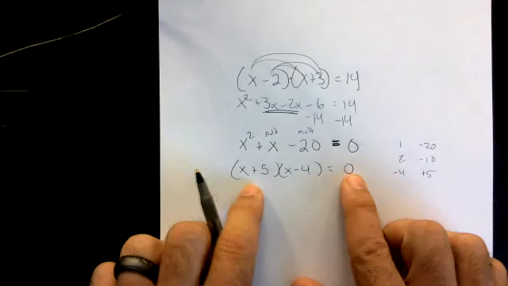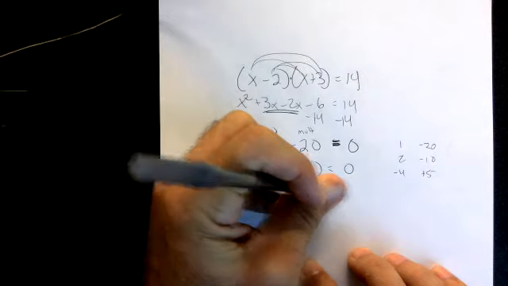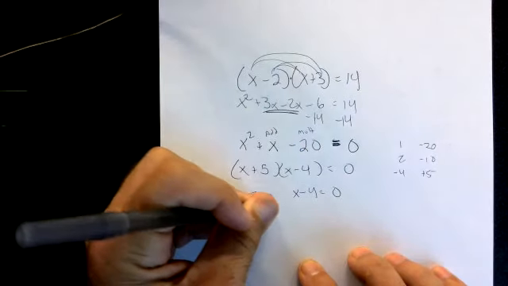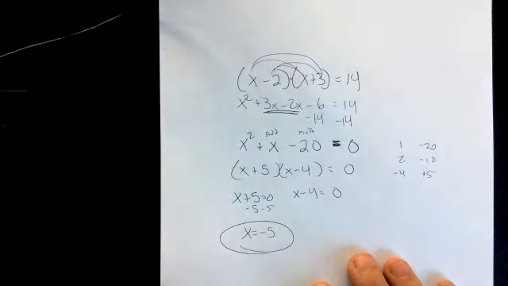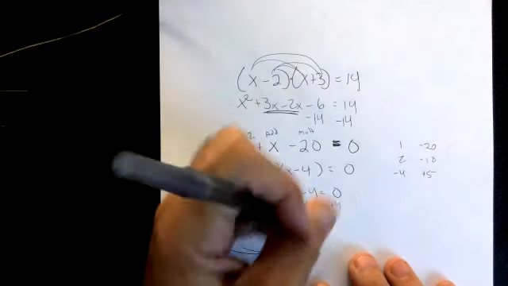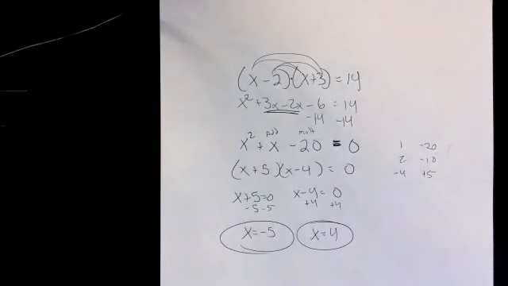Anyway, once you have your factors, set them equal to 0 and then solve. Subtract 5 from both sides. x equals negative 5. Add 4 to both sides. x is positive 4.